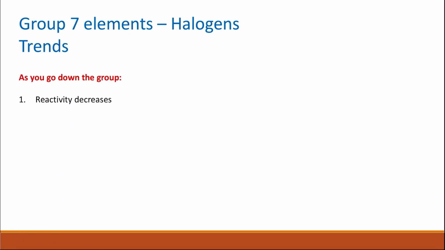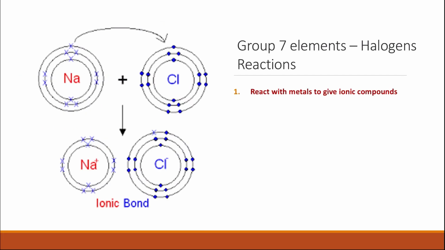As we go down the group, reactivity decreases because of the increase in size and because it becomes harder to gain electrons. Melting and boiling points increase because we have more electrons as we go down the group, which means more intermolecular forces. And then, of course, we have higher relative atomic mass as we go down the group.